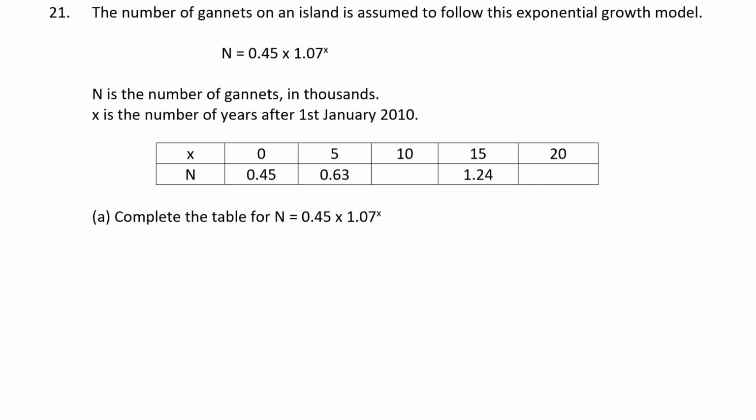Question 21. The number of gannets on an island is assumed to follow the exponential growth model n equals 0.45 times 1.07 to the power of x. It's a little bit like compound interest, and it's interesting we've had a second question on the same topic here. N is the number of gannets in thousands, x is the number of years after the 1st of January 2010. Complete the table for n.